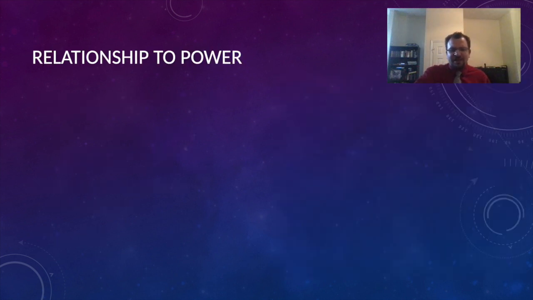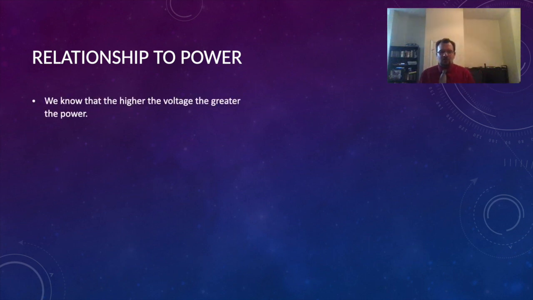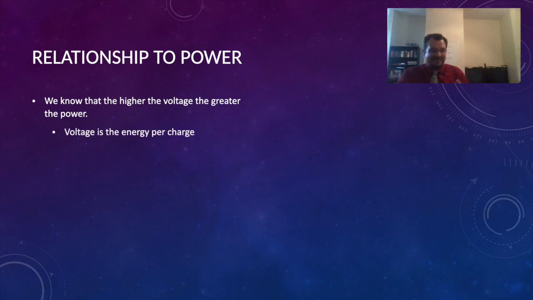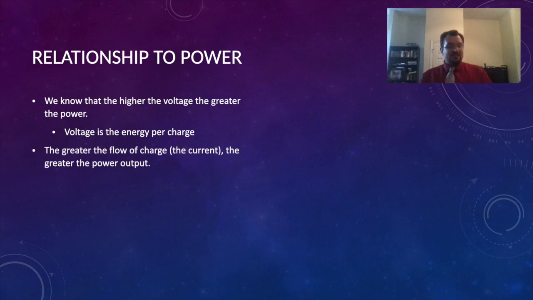So let's look at how we can use this new relationship, Ohm's law, to determine what we really care about when dealing with electric circuits, and that's using it to do work. And work over time is, of course, power. So we know that the higher the voltage, the greater the power. And voltage is that energy per unit charge. And the greater the flow of charge, that's the current, the greater the power output. And we get this in power equals IV. Power is the current times the voltage.